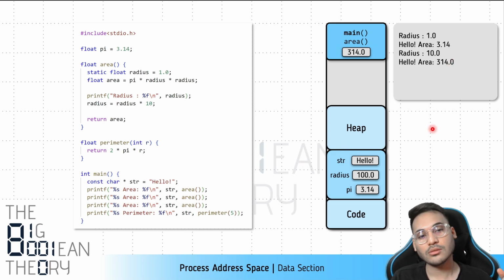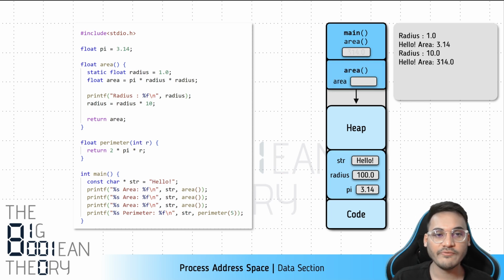I'll do this area function call once more, the third time, and you are seeing how the static variable, that is this radius, is being used. With every function call, it is being modified, but it is not being destroyed. Right, from 1 it becomes 10, from 10 it becomes 100, and every time we are using a different value of radius to calculate the area, right?